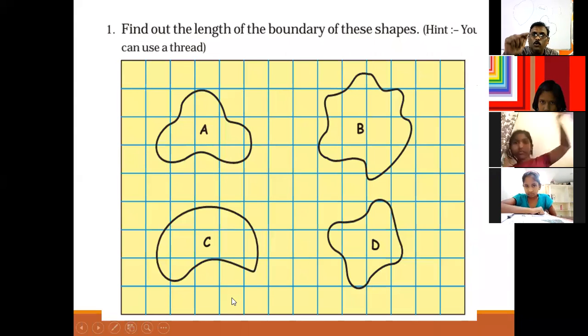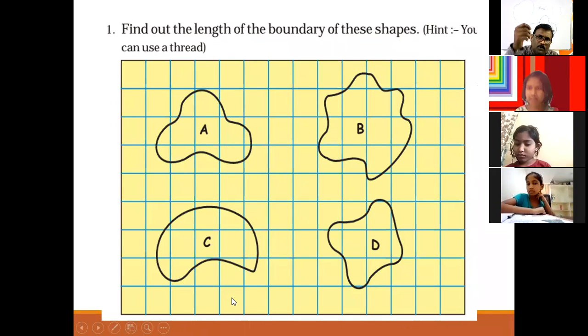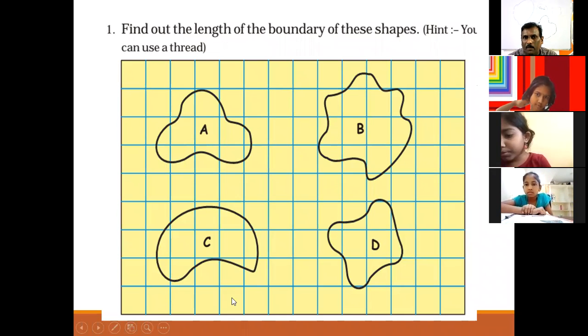Not now, I am going to send this. You can draw the shapes in your notebook of your choice. You can draw any four shapes. No need to be these four shapes. If you have the facility of taking a printout, take the printout, paste and do it. If not, you can draw any four shapes of your choice.